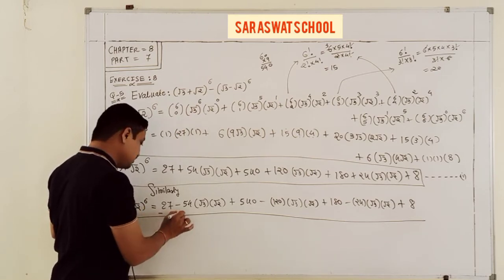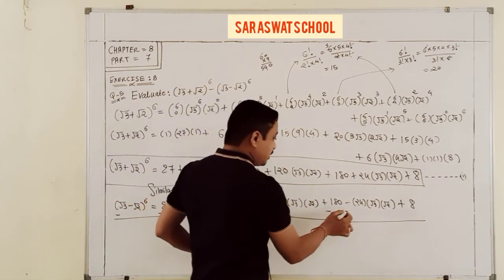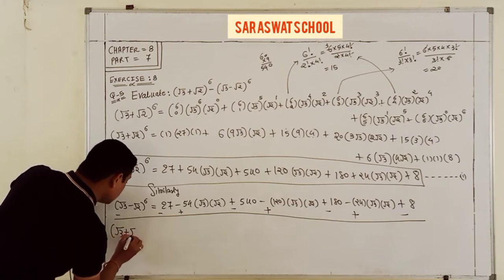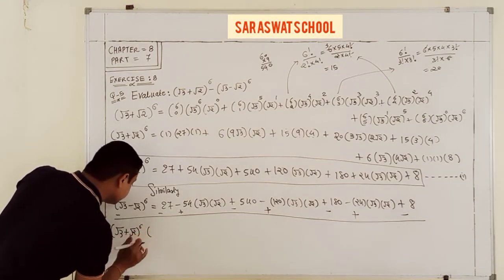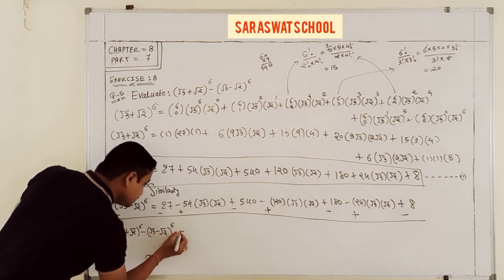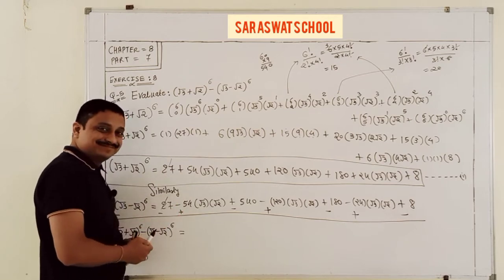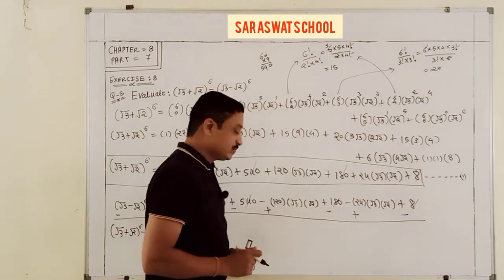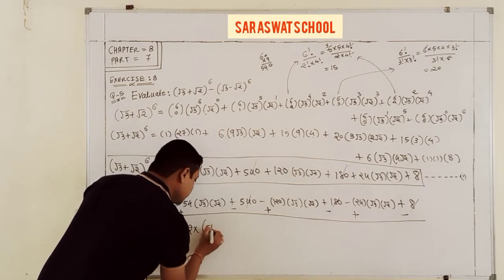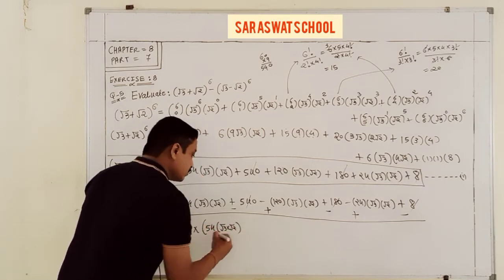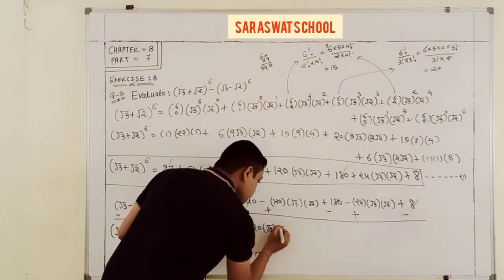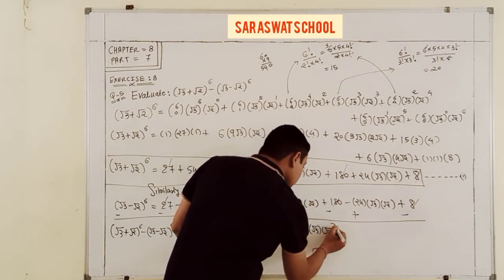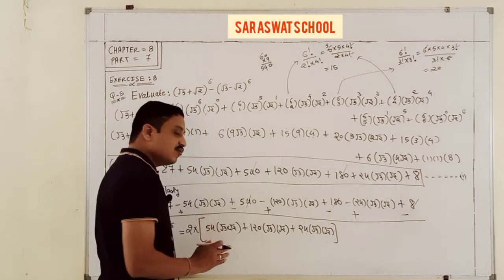Now students, you can collect this fully between minus: sign change, sign change, sign change, and here also sign change. So you have (root 3 plus root 2) to the 6th power minus (root 3 minus root 2) to the 6th power equal to: these are subtracted, these are 2 times, subtracted 2 times. It means you have 2 times 54 root 3 root 2, 120 root 3 root 2, and 24 root 3 root 2. Now, easily students, you can get your final answer.